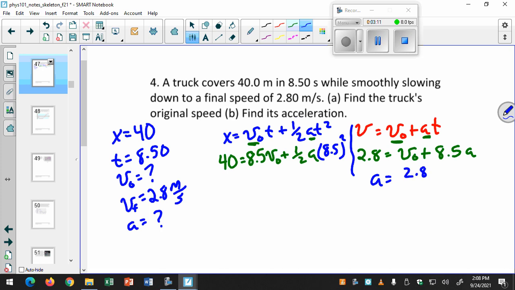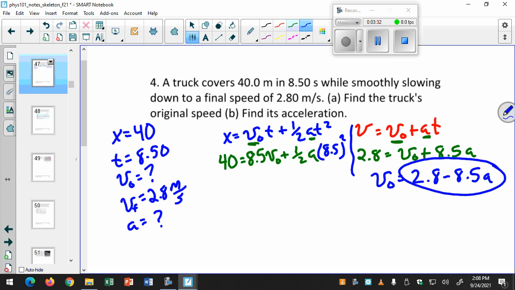Actually, no, I'm not going to solve for a. This one is a little more complicated than the ones that you have. I'm going to solve it for v naught. Yeah, let's solve for v naught. v naught is equal to 2.8 minus 8.5a. And I'm going to take this, and I'm going to plug it into over here for v naught.